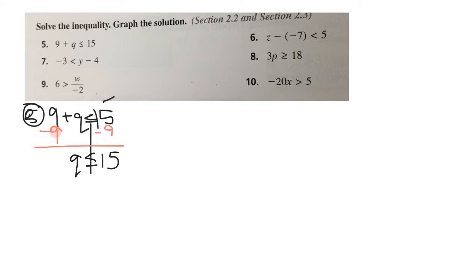On a number line, I'm just going to put 0 and 15 on my number line here. It's less than or equal to, that means it's going to be a closed circle. And numbers less than 15 include 0, so the numbers less than are to the left.